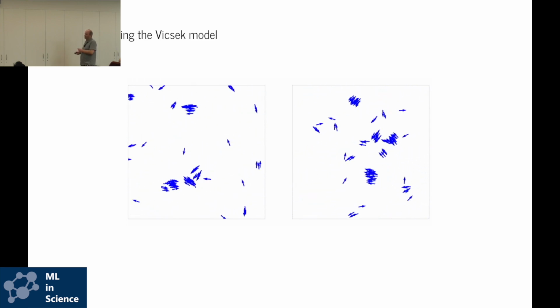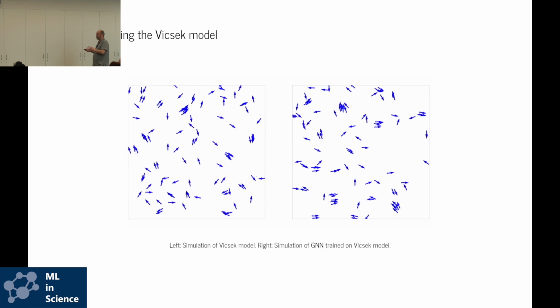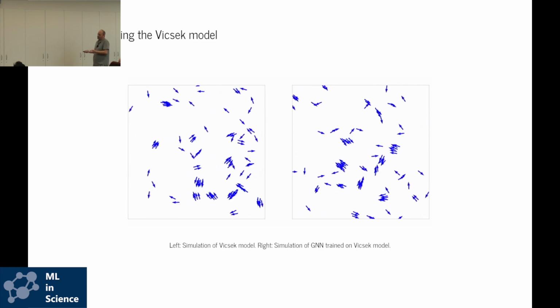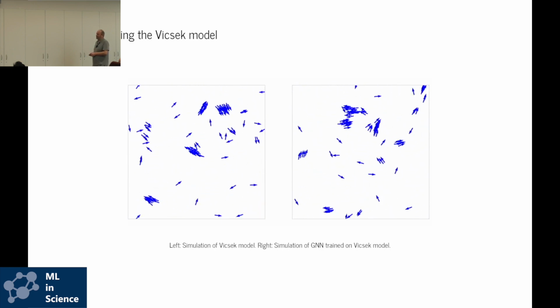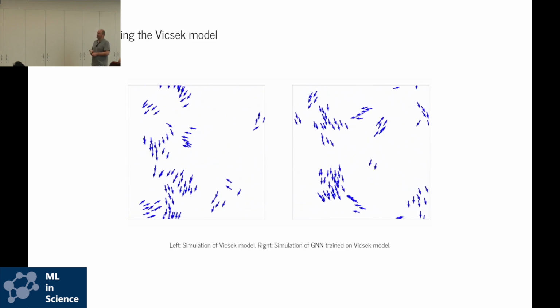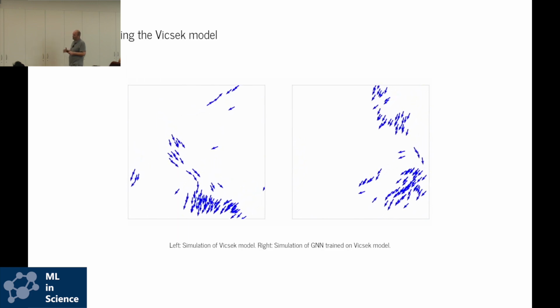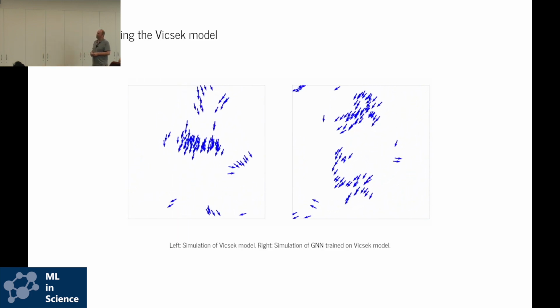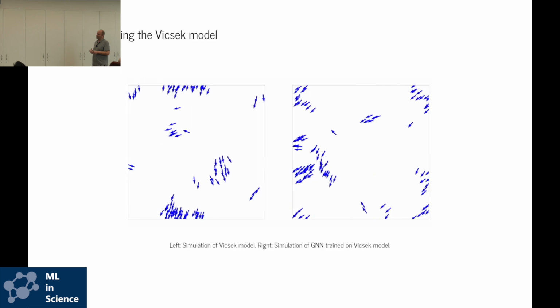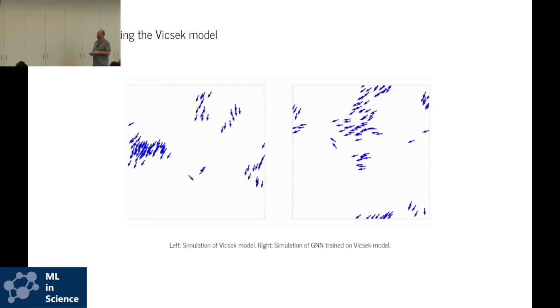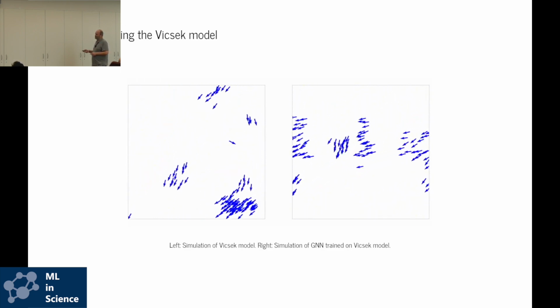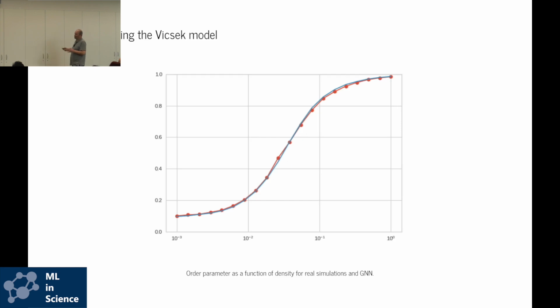And so on the left is the real simulation, on the right is the GNN. So it's able to pretty much reproduce it, and then as you change the density, you get different behaviors. So there's this transition from disorder to order, and the neural network can really learn about that and match that behavior. And the nice thing is that if you train the model on one density, so here the model is trained on just the middle density, it can extrapolate.